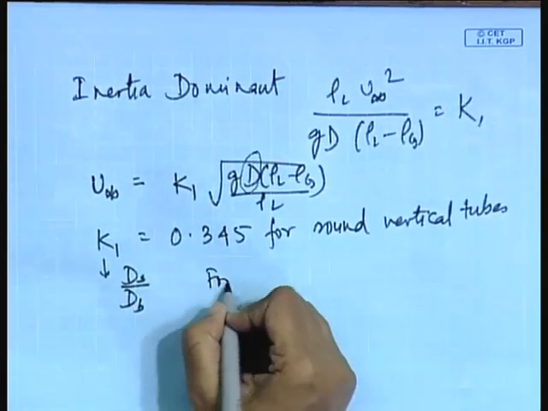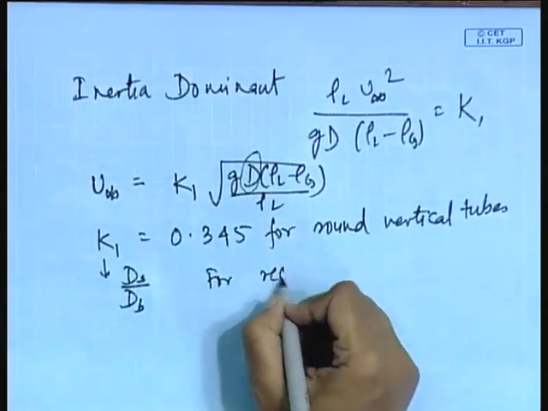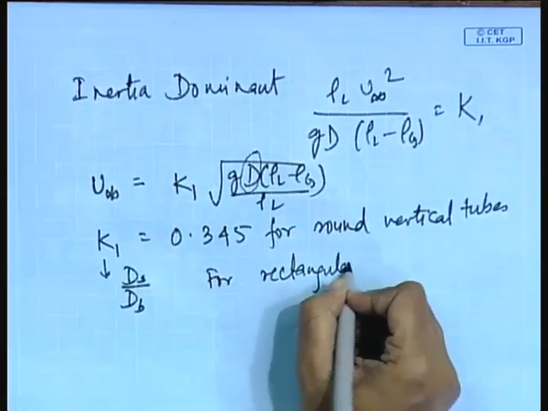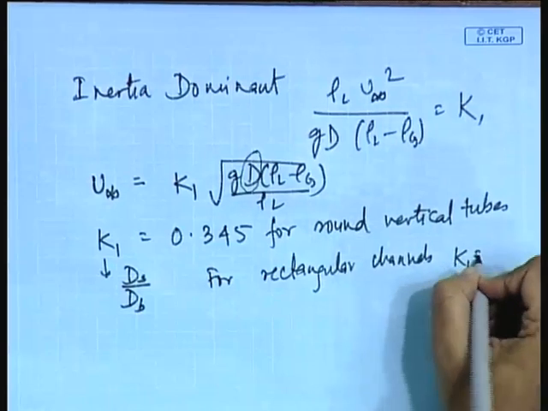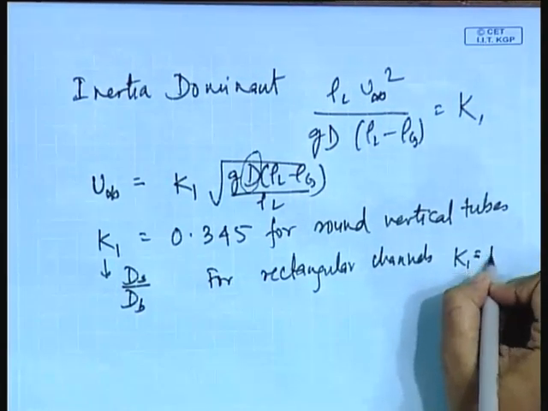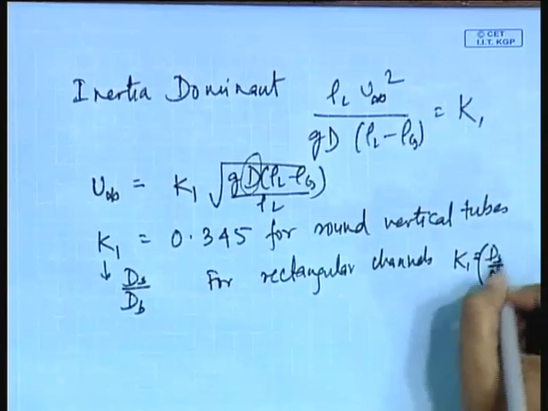Say for rectangular channels, K1 is a function of dS by dB. Okay.